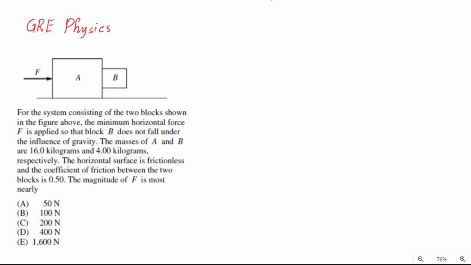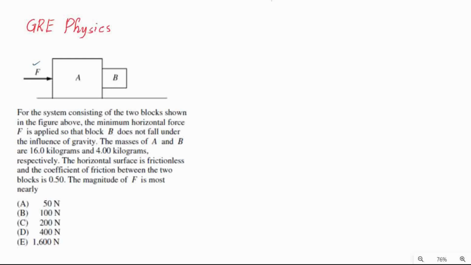Hello everyone, we got a problem here in basic mechanics to solve, and this problem appeared in the GRE physics exam. In this problem we are given a system of two blocks, block A and B, having masses equal to 16 and 4 kilograms respectively, and there is a minimal force acting on this system of blocks such that block B does not fall under the influence of gravity.